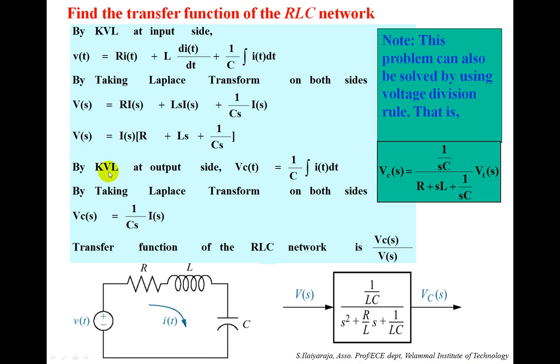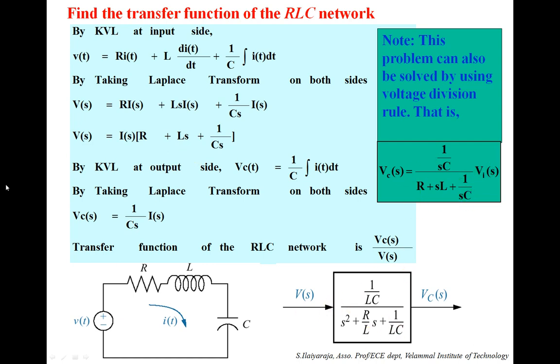So by writing KVL, vc(t) = (1/C) integral of i(t) dt, and in Laplace transform, 1/Cs I(s). So the transfer function is Vc(s) by V(s), which is nothing but (1/sC) by (R + sL + 1/sC). When you take the LCM of sC, you will get this transfer function.